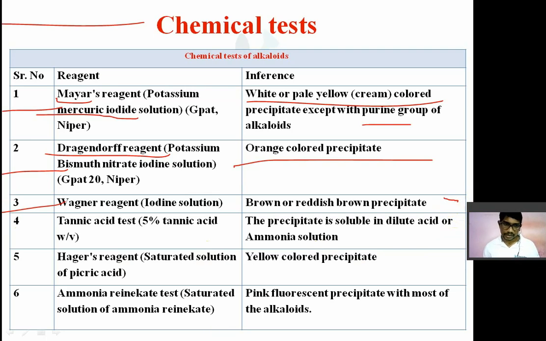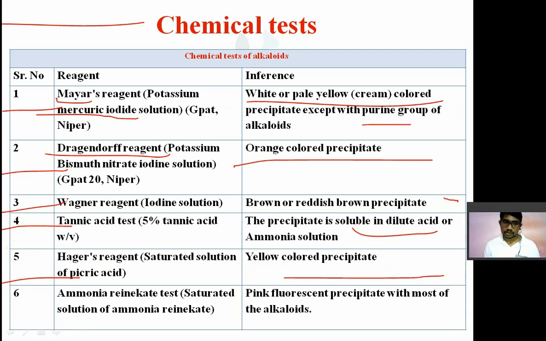Now the next test is the tannic acid test. Alkaloids are precipitated by tannic acid. A 5% solution of tannic acid is used, and this tannic acid precipitates the alkaloid and gives a precipitate which is soluble in dilute acids or ammonia solution. One thing to remember here: because tannic acid precipitates the alkaloids, it is used in the universal antidote. Now the fifth test for identification of alkaloids is Hager's reagent. Hager's reagent means a saturated solution of picric acid, and it will give a yellow precipitate with the alkaloids.